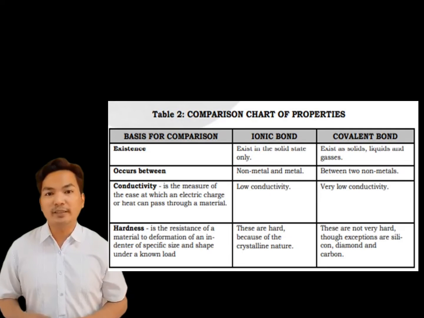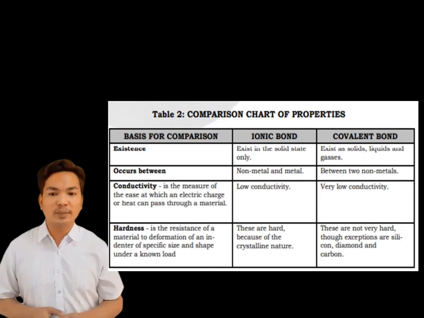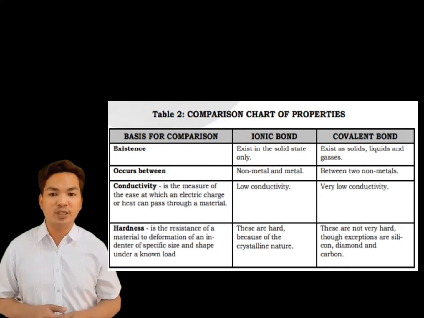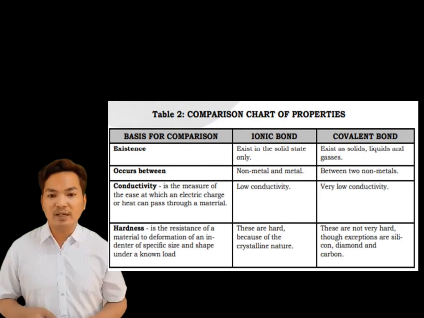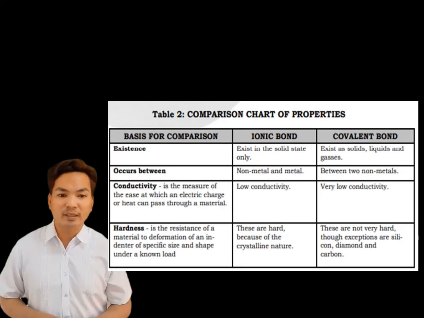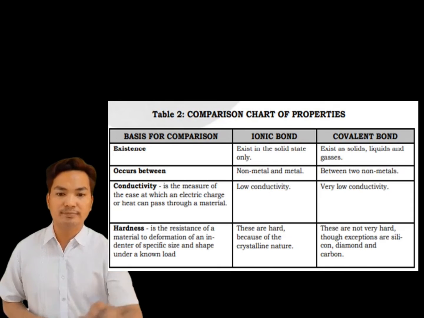In terms of hardness, hardness is the resistance of a material to the formation of an indenture of a specific size and shape under a known load. In ionic bond, these are hard because of the crystalline nature, while in covalent bond, these are not very hard, though exceptions are silicon, diamond, and carbon.